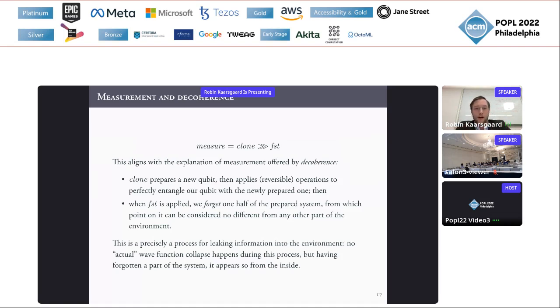And then when we apply first, we forget one half of this system. We throw that away. What does that mean? Well, it means that this thing is now no longer considered part of my system. It's now considered part of the environment. So what we have essentially done is devised precisely a process of leaking information into the environment, right? Decoherence. The point being that, in this sense, no actual wave function collapse occurs. It just appears so from the inside.